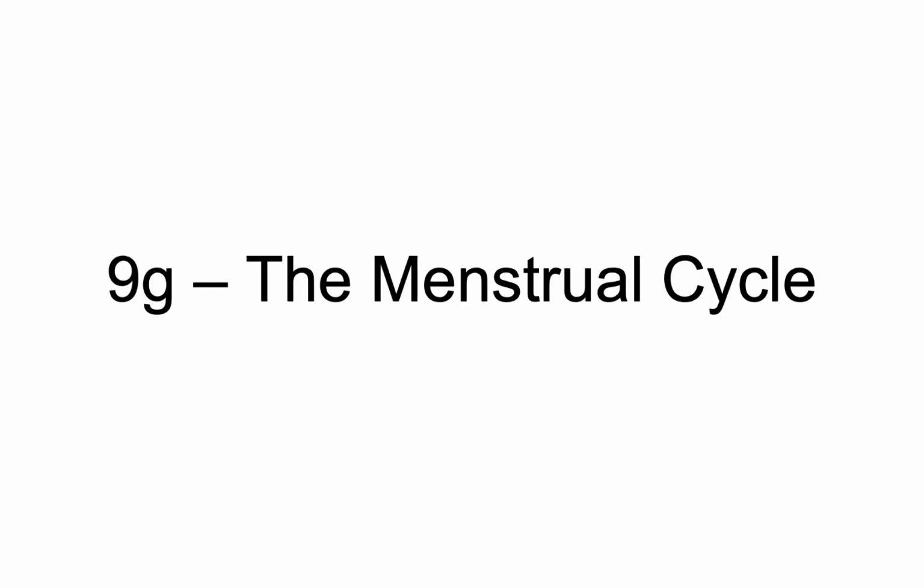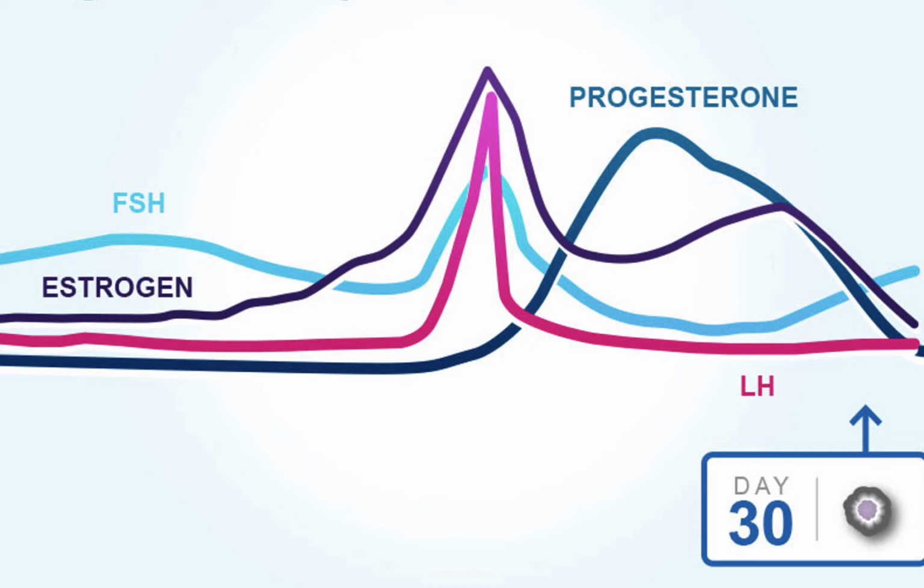9G, the menstrual cycle. The menstrual cycle is the periodic reproductive cycle that a woman experiences during her reproductive life. The cycle is roughly 28 days long and begins with a woman's menstruation or period and ends with the next appearance of her period. The menstrual cycle is controlled by a woman's fluctuating hormone levels during the 28-day cycle.